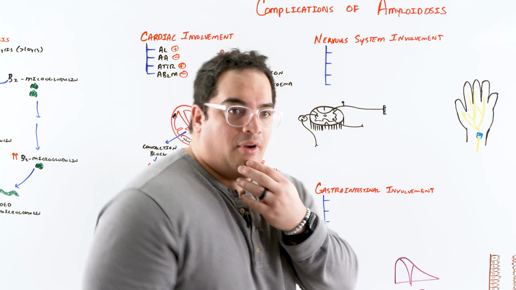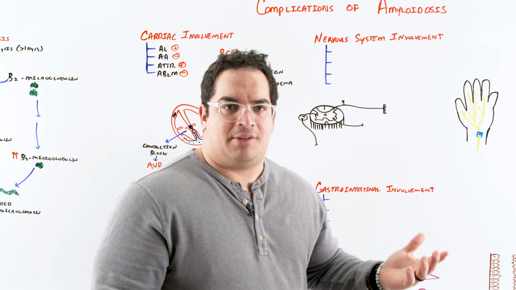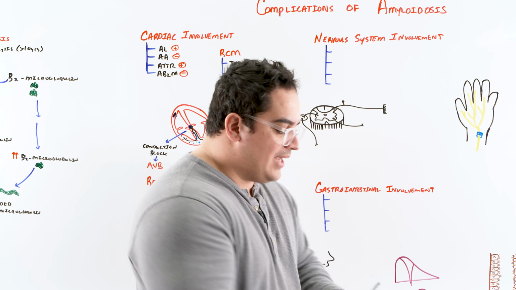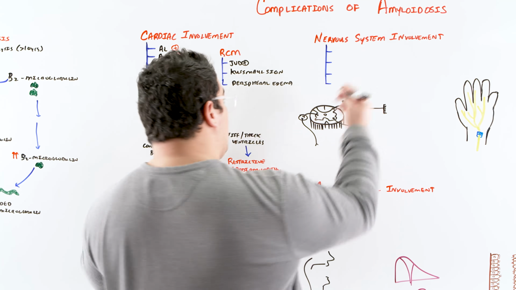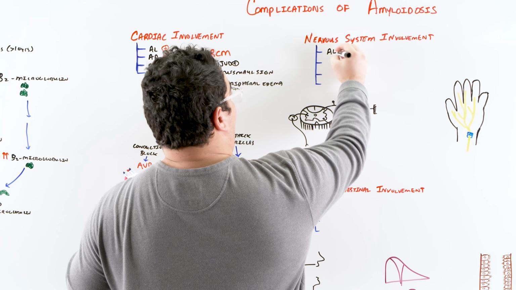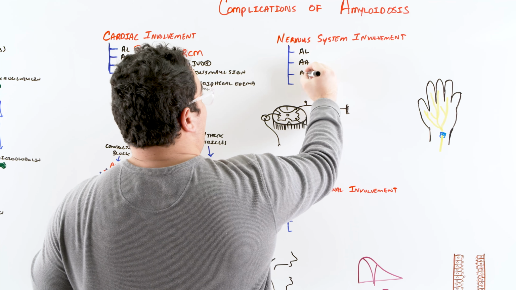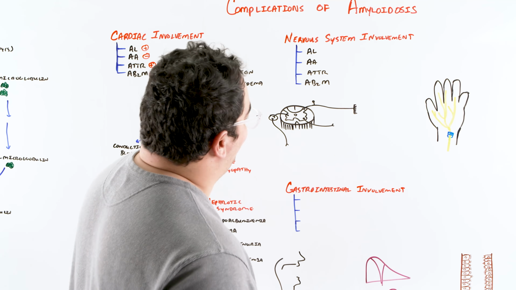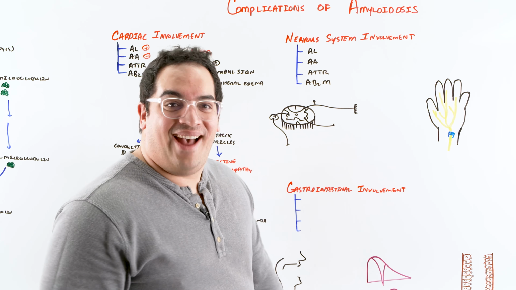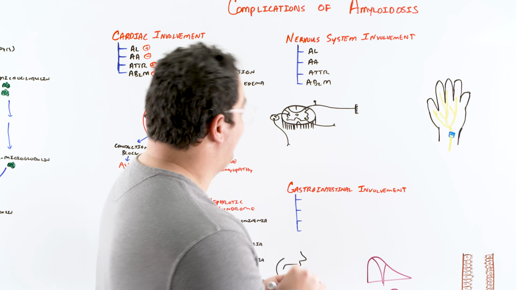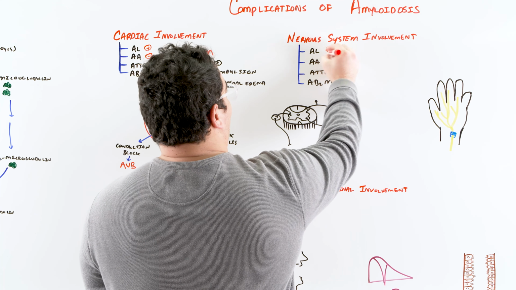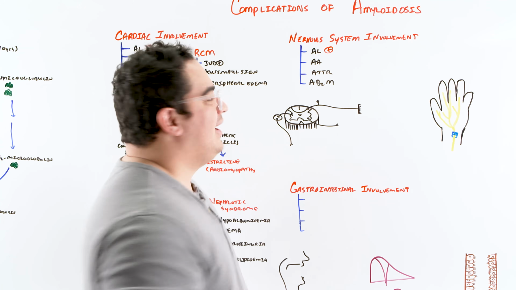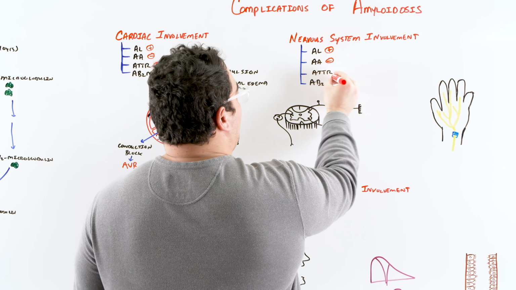What about the neural involvement? I think it's worthy to talk about this because there are some things that will come up on your exam. And something I would want you guys to think about is, when we have all of these, AL, AA, ATTR, and A beta-2 microglobulin, it's kind of interesting because AL has a lot of neural involvement, right? So this one's definitely going to get some neural involvement. Serum amyloid A, it's not that much. It's really, really not that much.